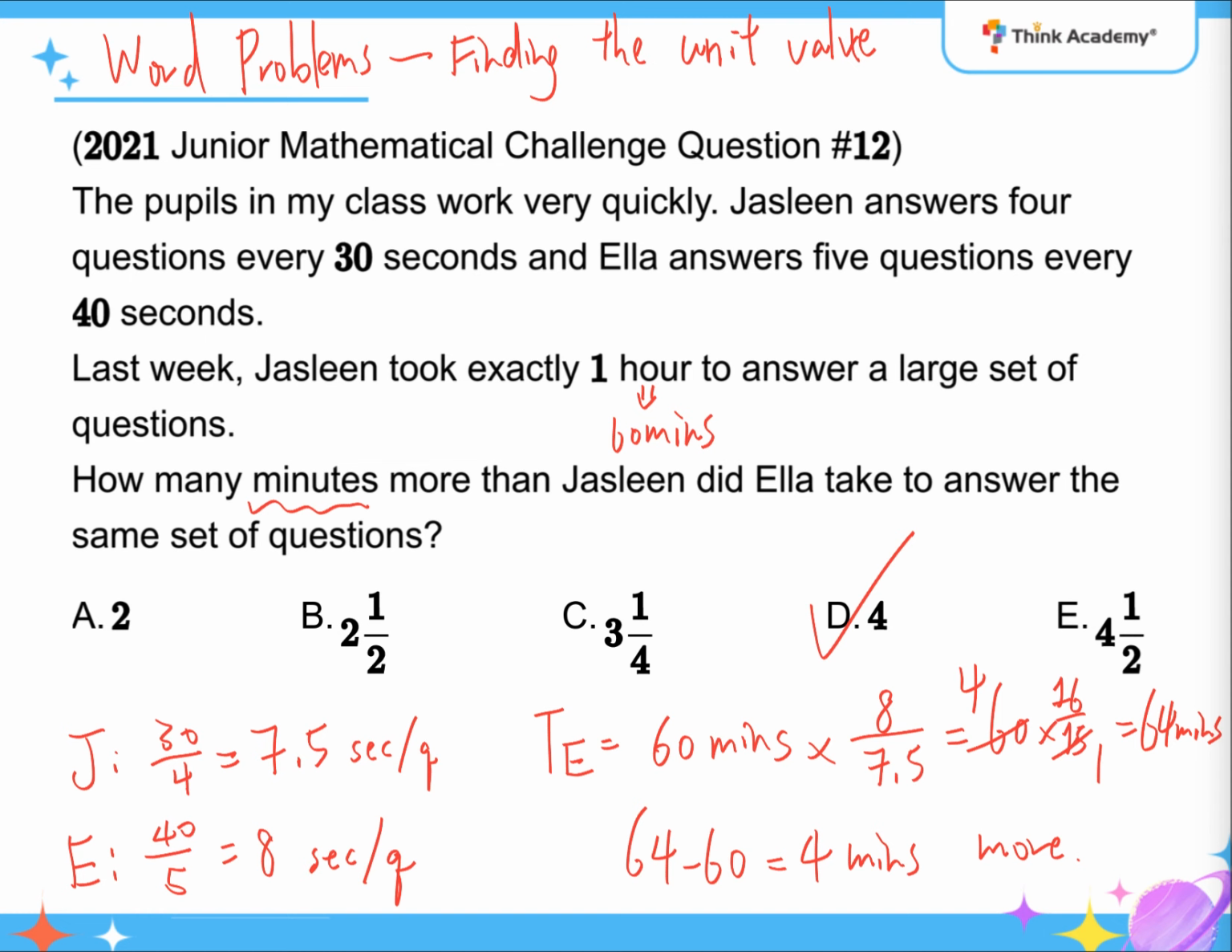Well, if you're not really understanding this method, it's okay. You can just convert 60 minutes into seconds, which is 3,600 seconds, and then divide it by 7.5, you will find out the number of questions. Multiplying it by 8, you will know how many seconds it takes for Ella to finish it, and then dividing it by 60 to convert it back to minutes. All right, that's just a little bit more clumsy in terms of the calculation, but you will get the same answer eventually.